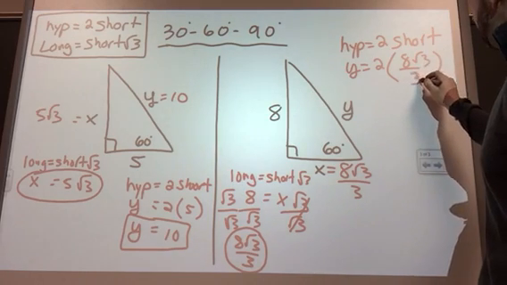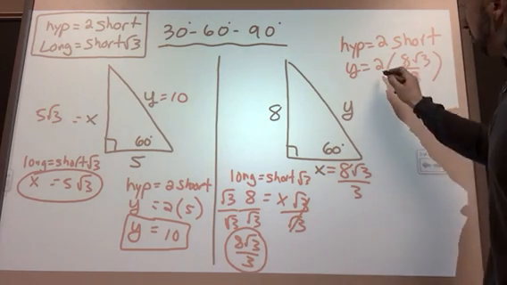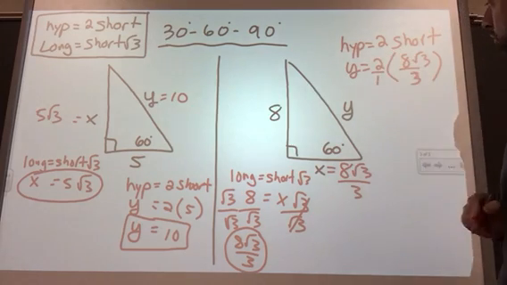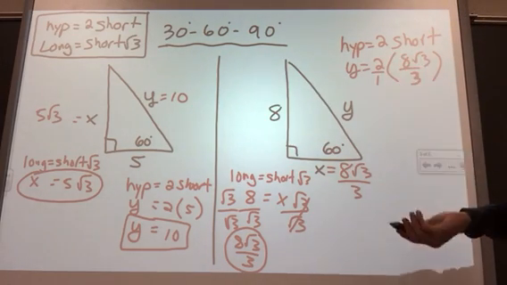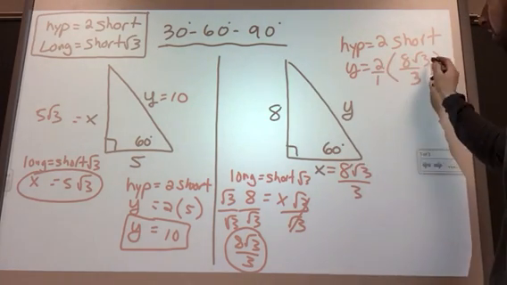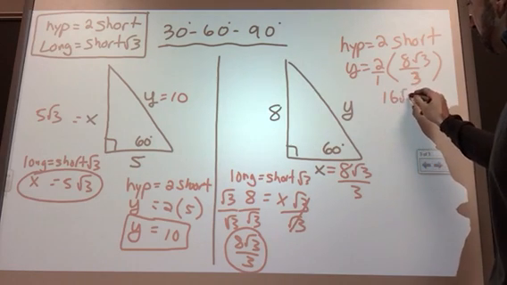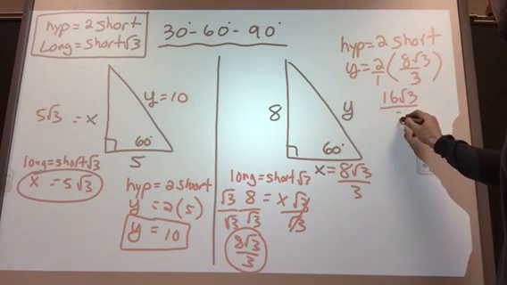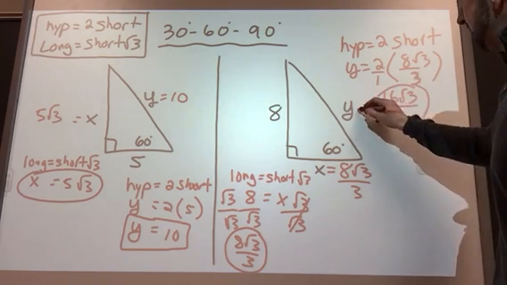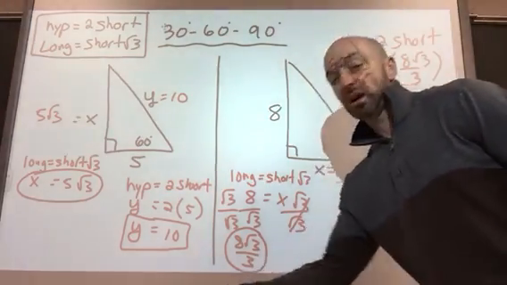So I need to simplify this number here. What I can do is put 2 over 1 and multiply, using my rules for multiplying fractions. I'm going to multiply across my numerator, which gives me 16√3, and across my denominator I would get 3. This would give me y, my hypotenuse.